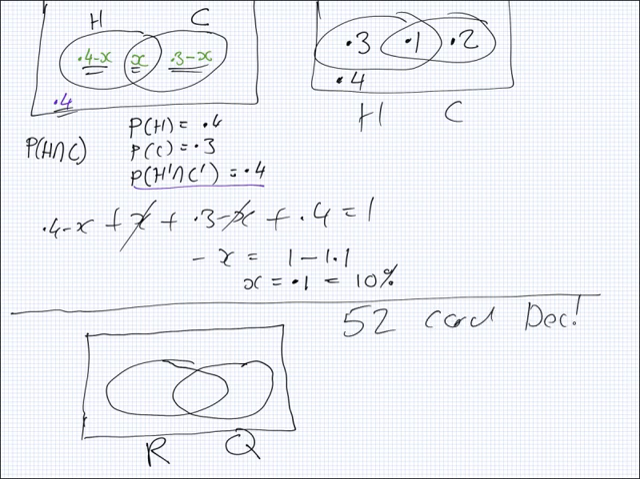This is with a 52-card deck. OR means the card is red, and Q means the card is a queen. And I would like you to fill in this Venn diagram. Please give your answers as fractions over 52, if you like.